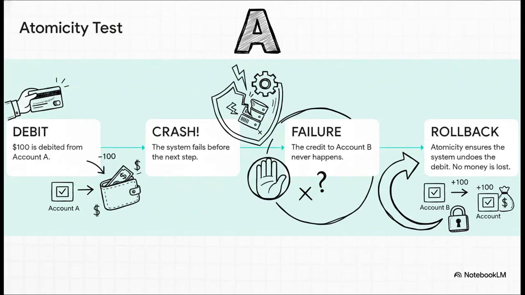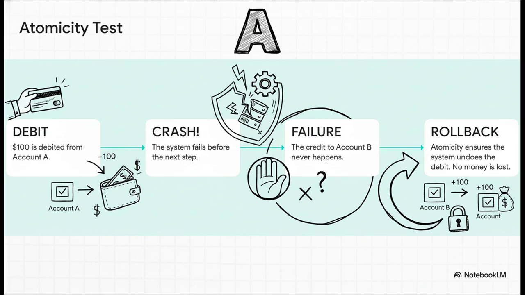And here's the perfect example for that A in ACID, atomicity. Let's say you're transferring $100. First, the app takes the money out of your account. But, oh no, what if your phone crashes right then, before it can put the money into your friend's account? Without atomicity, that money would just, poof, be gone.